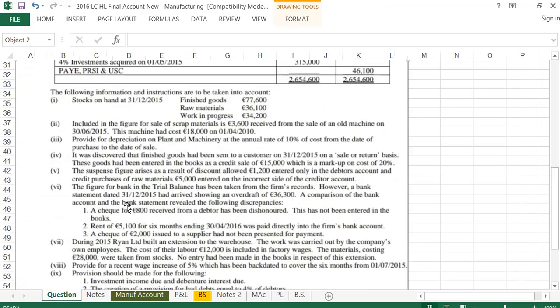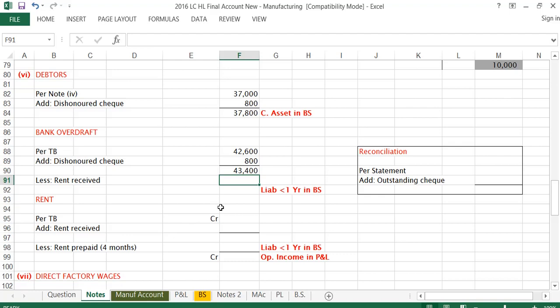The second part of the bank reconciliation says that there was rent of 5,100 for 6 months ending on the 30th of 2016 paid directly into the firm's bank account, so we weren't aware of this. So we've received 6 months' rent of 5,100, but 4 of those months are for next year. We received the 5,100 into our bank anyway, so that's going to reduce my bank overdraft, which now gives me a bank overdraft of 38,300, and that goes in liabilities less than 1 year in the balance sheet.